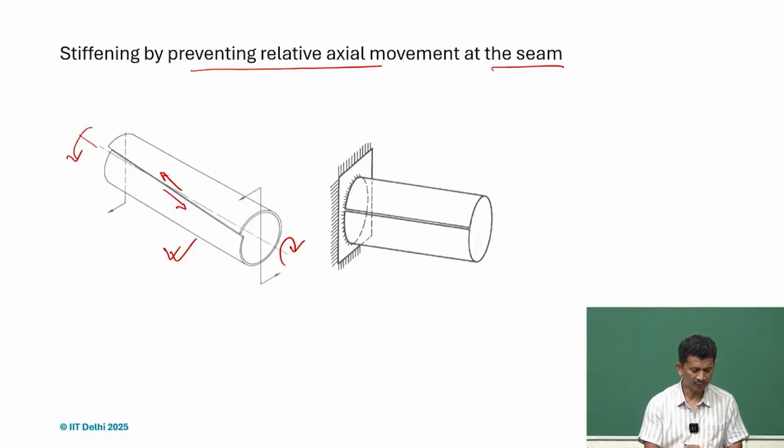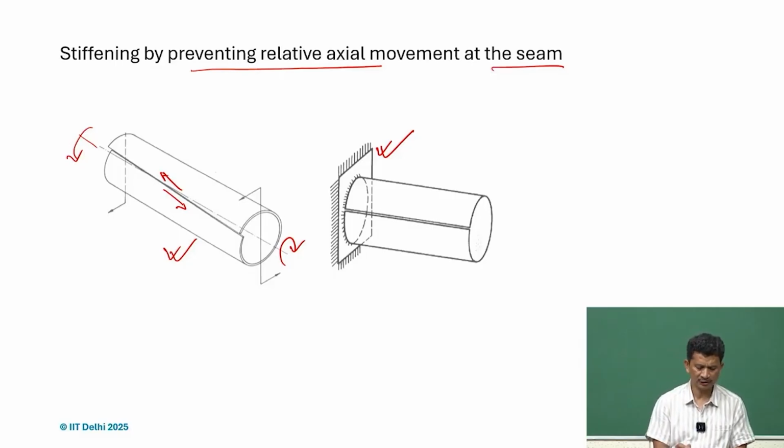But what happens the moment we seize that motion by some means? For instance, if we close the end, just by putting a plate at one of the ends and then welding it, we realize that we are not allowing the relative axial movement, and therefore the torsional stiffness of this one will be equivalent to the closed profile. So this is one of the ways.